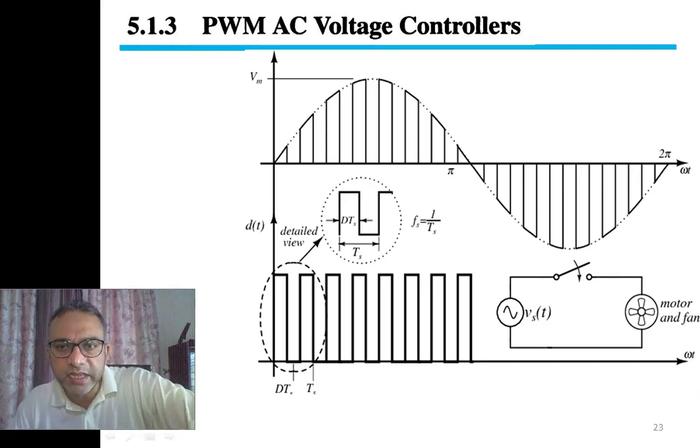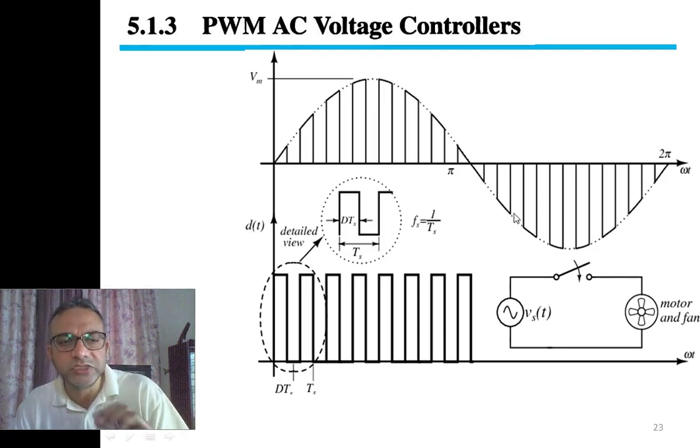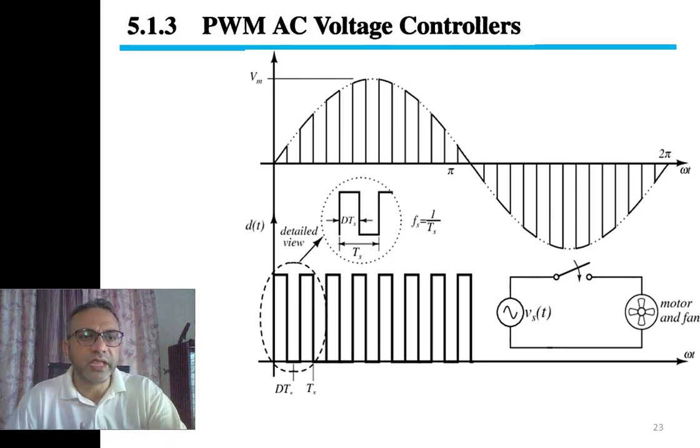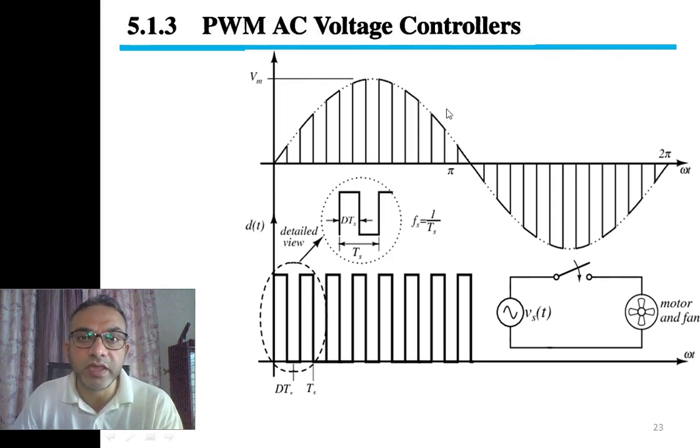And here in this small circuit, we have the PWM AC voltage controller and a load. When we change the duty cycle with the same input voltage, we are not changing the amplitude of the input voltage. We are just changing the duty cycle. And we will observe that the load, which here is a motor or a fan, will demonstrate a change in speed or a change in torque as we change the duty cycle. So this is the concept or background working of the PWM AC voltage controller.